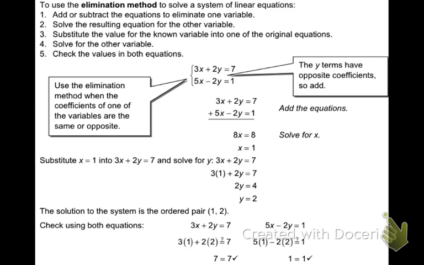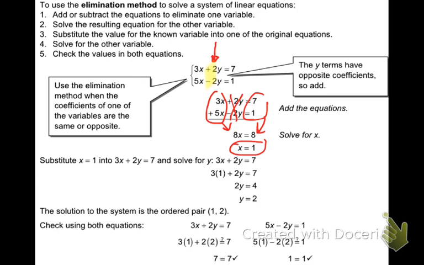To use the elimination method, you want to have the variables or coefficients be the same, but with opposite signs. So if you see that I have -2y and a positive 2y, the goal to eliminate is to set them up where they're opposite like that, because then I can eliminate and add down. 3x plus 5x is 8x. 7 plus 1 is 8. I get x equals 1.